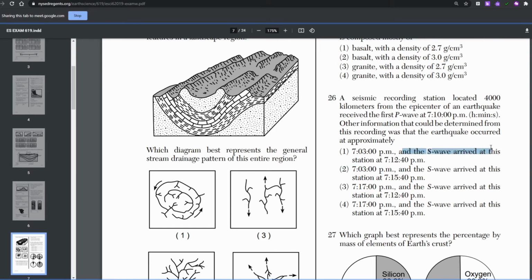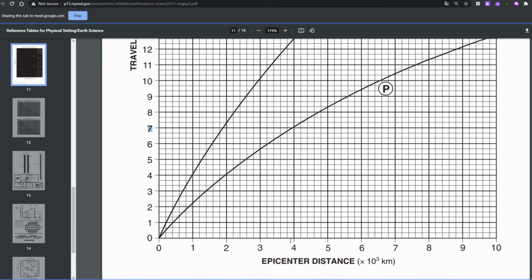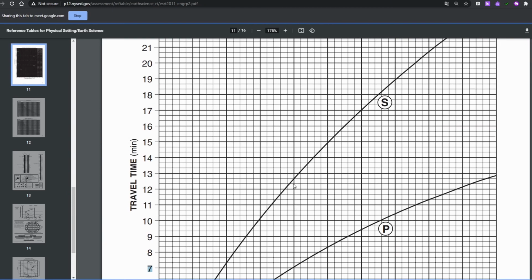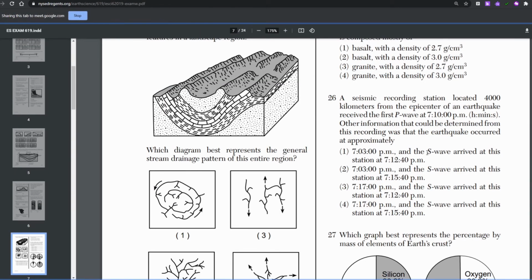And did the S wave arrive at 7:12, or did it arrive at the station at 7:15? Okay, so let's head back to the reference table. And let's see, for 4,000 kilometers, how long would it have taken the S wave? It would have taken 12 minutes and 40 seconds. I know it's 12:40 because if that's 12, that would be 12:20, that would be 12:40. Well, what's 7:03 plus 12 minutes and 40 seconds? The answer would be 2.